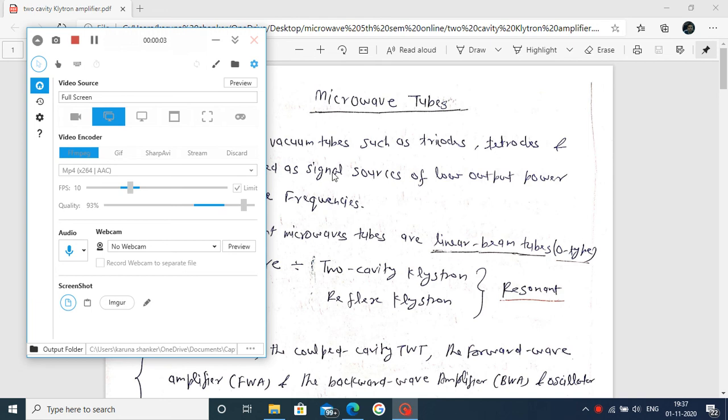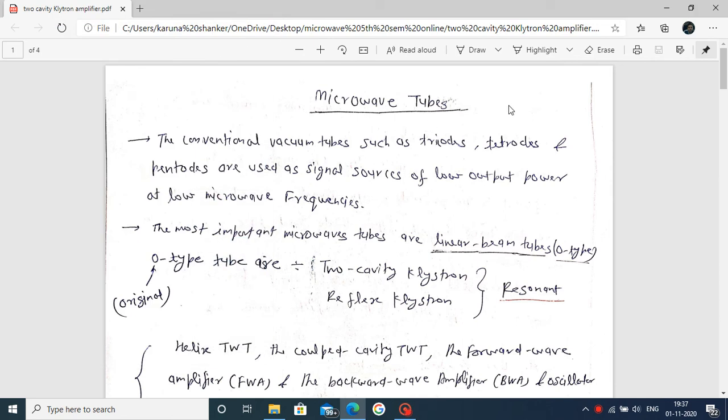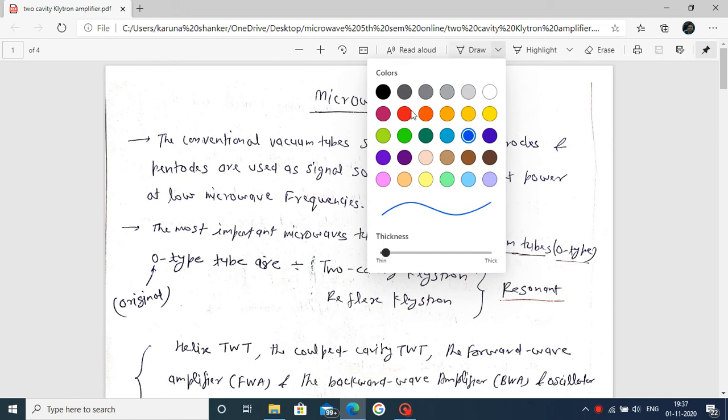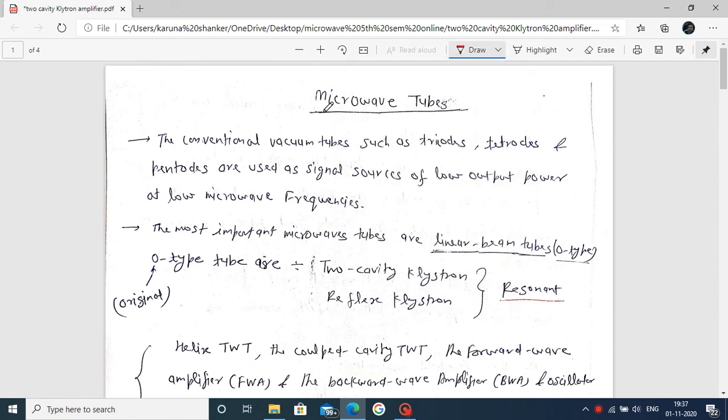Next topic is microwave tubes. In this topic, we study the linear beam tube, that is also called an O-type tube. Basically, first we differentiate the conventional vacuum tubes, and next one is your microwave tubes. Examples of conventional vacuum tubes are triode, tetrode, and pentode.